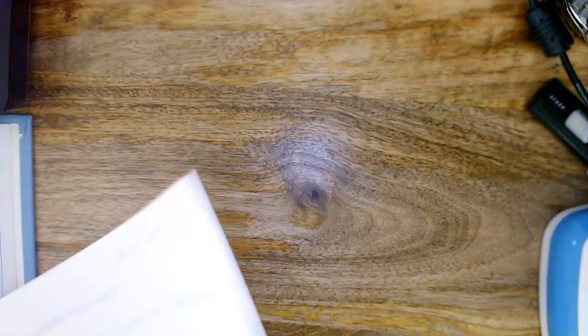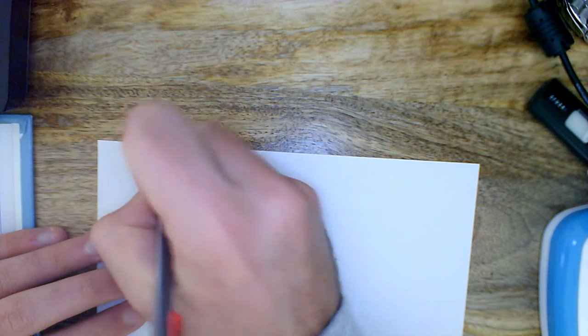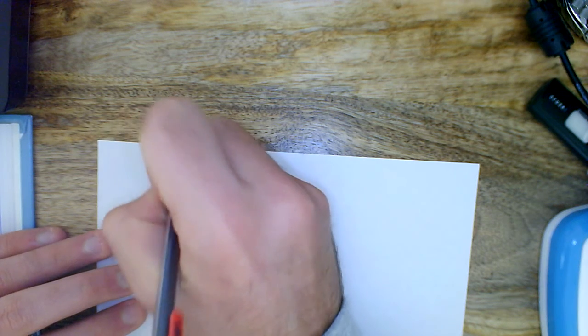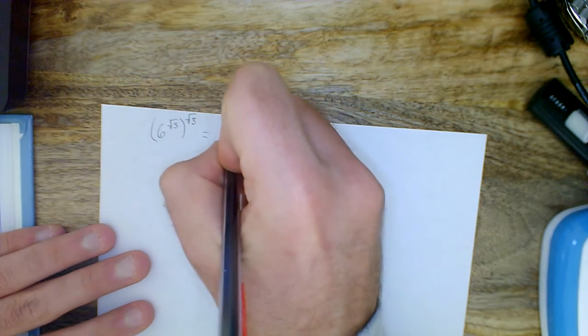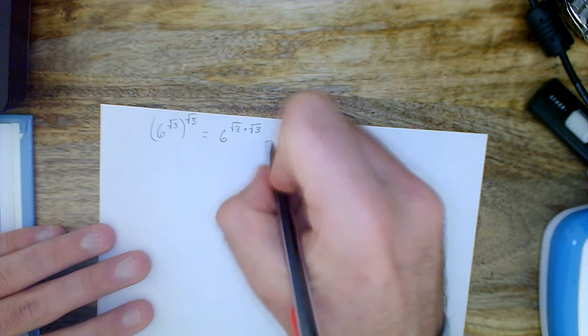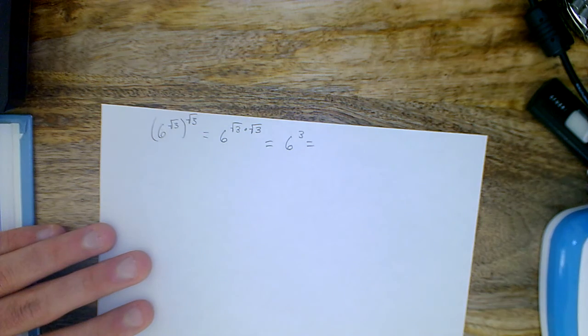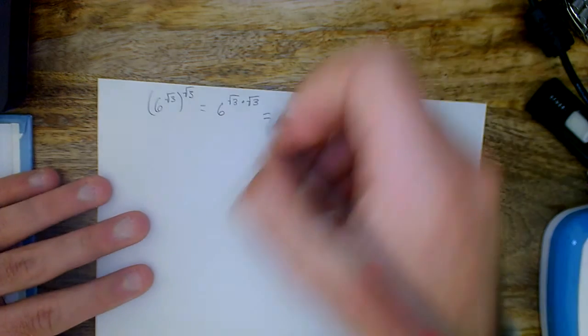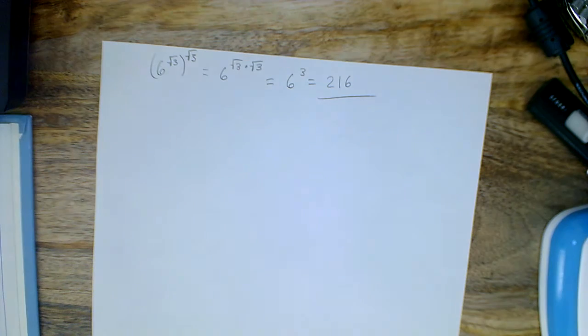Okay, so that's how you simplify the first one. On the back here, let's go ahead and simplify the other example. So we have 6 to the root 3 to the root 3. Again, we're going to use that power rule. So that's going to be 6 to the root 3 times root 3. The square root of 3 times the square root of 3 is 3. So this is 6 to the 3rd power. 6 times 6 is 36, times another 6 is 216. So that's how you would simplify those two.